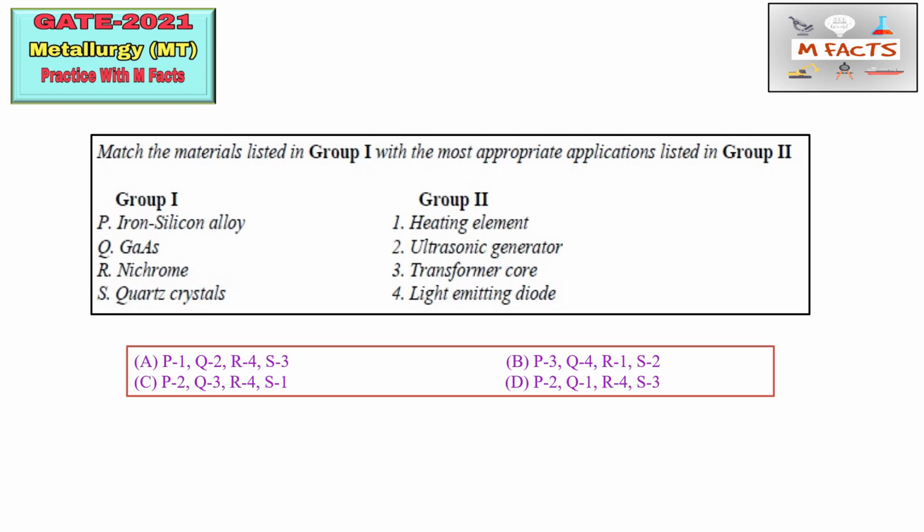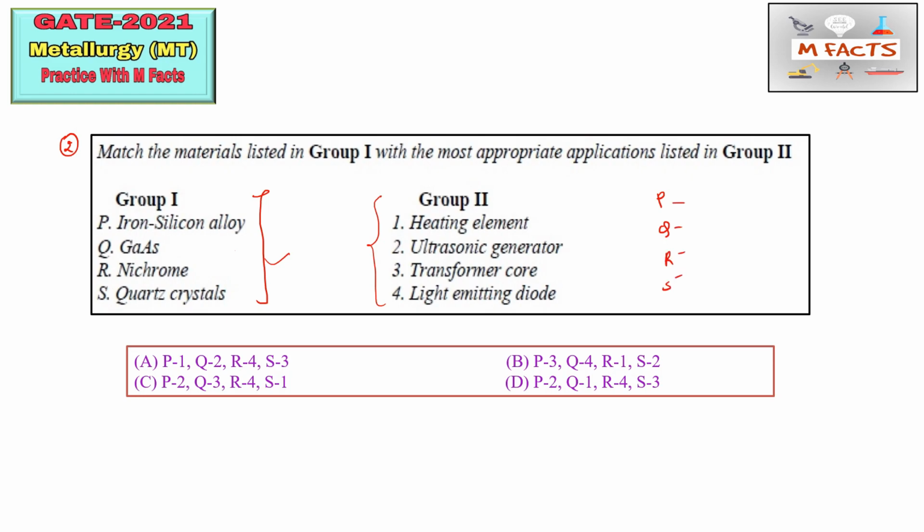The next matching question is: match the materials listed in group first with the most appropriate application. These are some materials given in group first, and these are the applications of these materials. We need to match these materials with the appropriate applications. This is group first and group second. PQRS we will write like that.